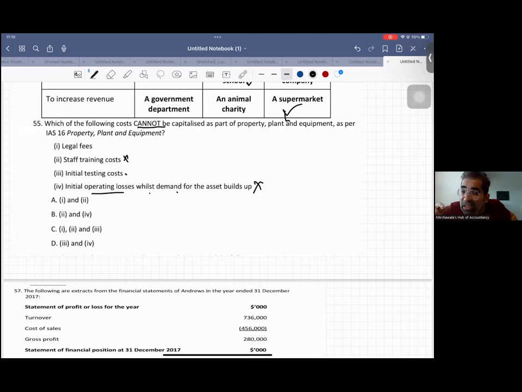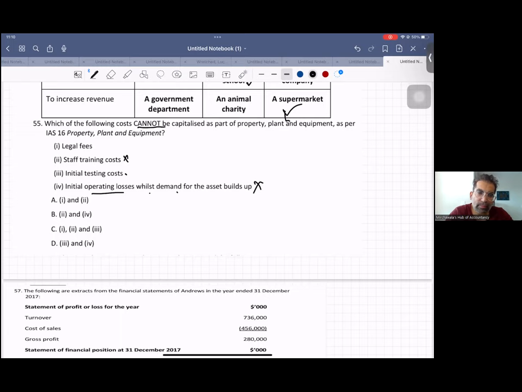Initial testing cost means there are some assets where the manual says that if you want to bring them into normal condition, first you need to incur some loss, right? Like for machinery, first you need to scrap certain items in it. So yes, that is pre-production testing. Very good, appropriate word. That is point number three, about pre-production testing, right? Okay.